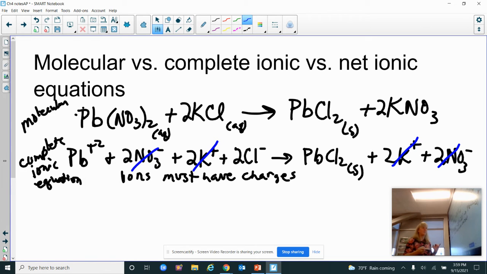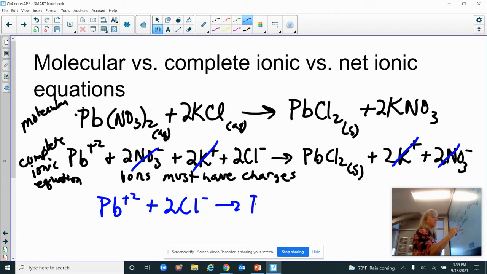Those will cancel out. So what I have left is Pb2+ plus 2Cl minus, making PbCl2. This is your net ionic equation. And in AP, that's the only thing that matters.